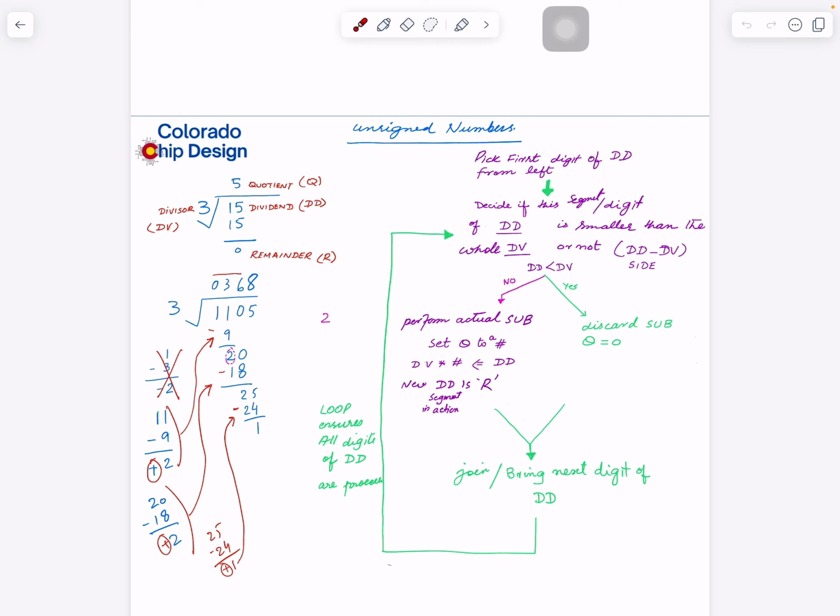And after that, what do we do? We bring the next digit and join it with this one to make it 11. So that's what we did. We join the next digit, and then we went back. Again, we will keep repeating this. So now it's 11. Okay, do 11 minus 3, which is dd minus dv.